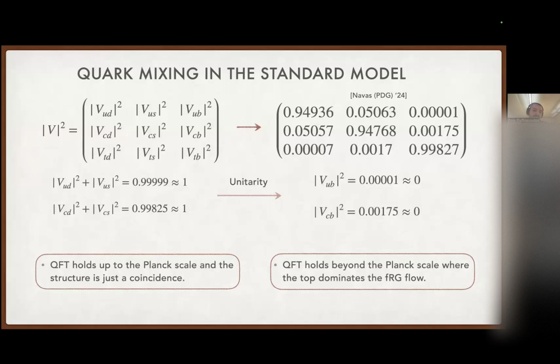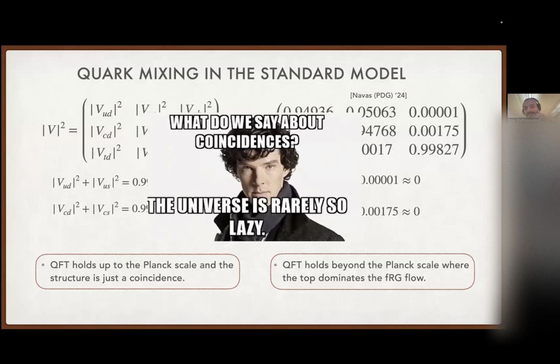There are two options here. One way to proceed is to say that these relations are just a coincidence and QFT does not hold above the Planck scale. Or we can be a little bit more bold and say that QFT holds at scales way beyond the Planck scale, and also that there is a top-dominated regime where we can flow towards the infrared fixed line. From this, you can understand what we are trying to do here. We don't believe that this is a coincidence, so we are going to try and see how this plays out.